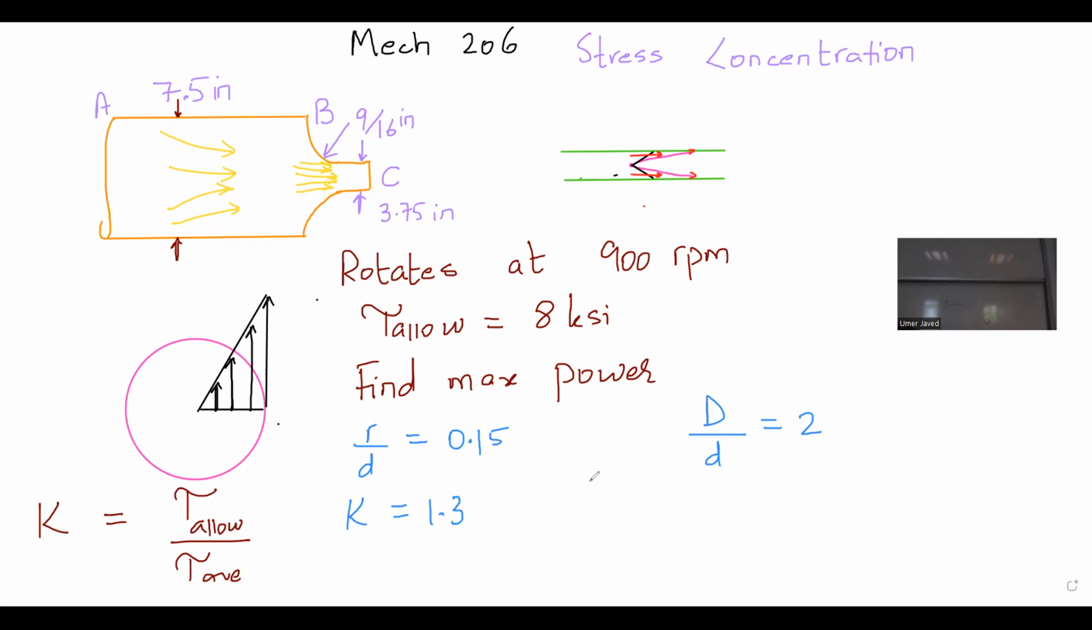Hocam, should we use the higher value to be on the safe side? Because if it's higher, it means it can carry more stress. So in order to be on the safe side, we should take the higher K value, because K is going to increase our stress. Isn't it? Probably I need to think: tau average is equal to tau allowable over K.